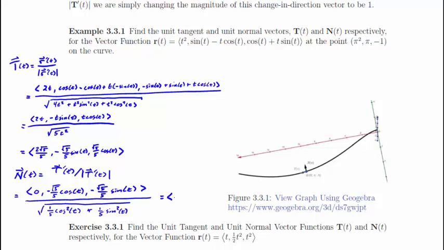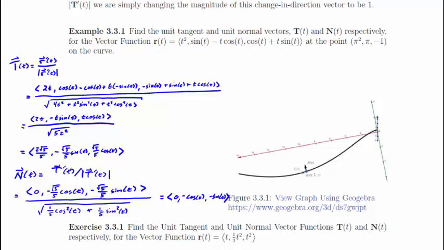So that's nice. We just get 0, comma, negative... let me check my arithmetic here. This is 1 over the square root of 5. This is 1 over the square root of 5. They're just going to cancel. I'm just going to get negative cosine of t, comma, negative sine of t.